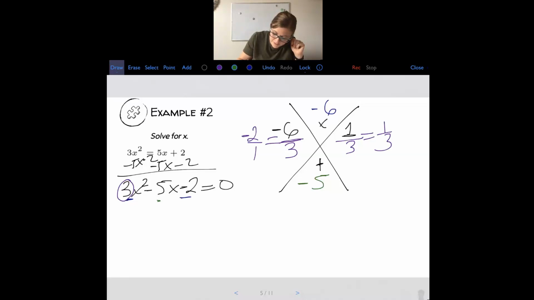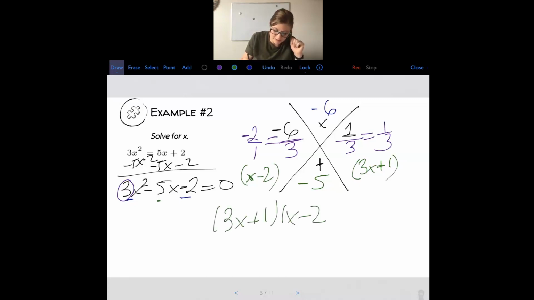So each factor then, I'm going to start with this one. 3 is the coefficient of x, and we have positive 1 on top. 1 is the coefficient of x, and we have negative 2. So this factors into 3x plus 1 times x minus 2 is equal to 0. And again, you could always use FOIL on the left-hand side to make sure this is factored correctly. But I'm going to go to the next slide to write this out and solve.